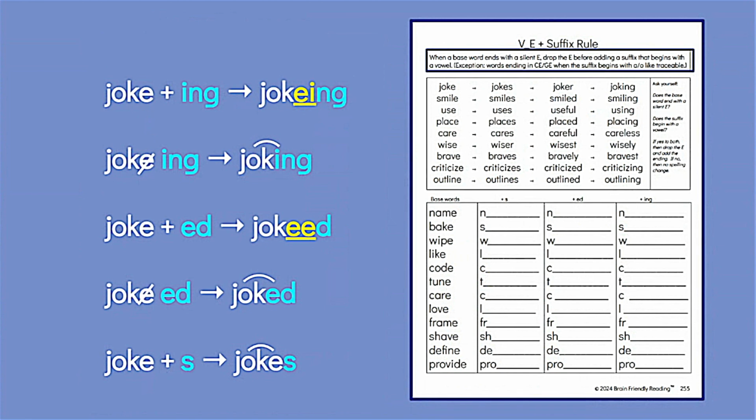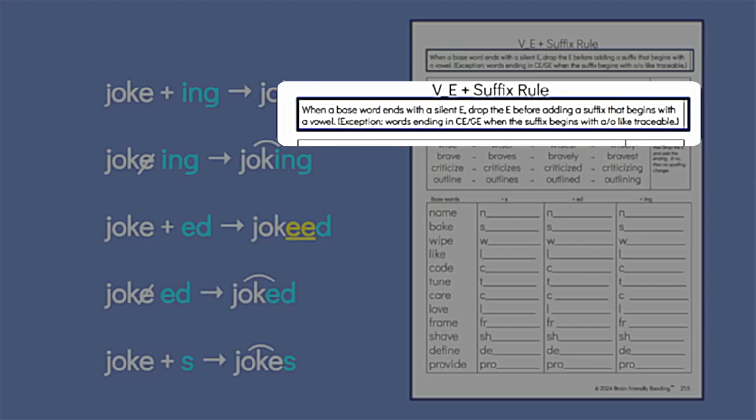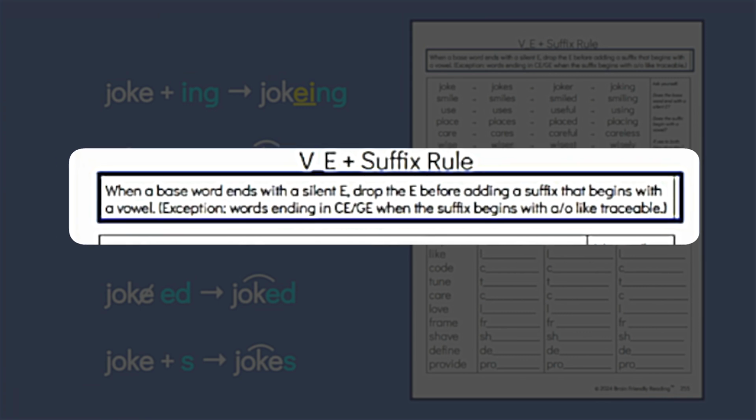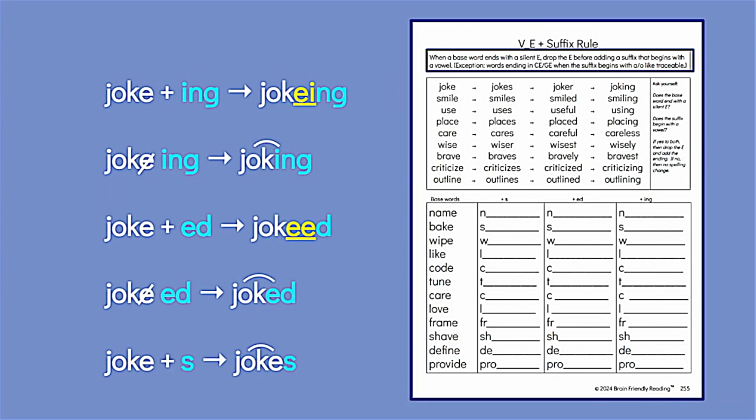When teaching this rule, use this lesson page as a teacher reference. The rule is stated in the instructional notes box at the top of the page, and it says, when a base word ends with a silent E, drop the E before adding a suffix that begins with a vowel. Now, why do we drop the E? Let's look at an example.